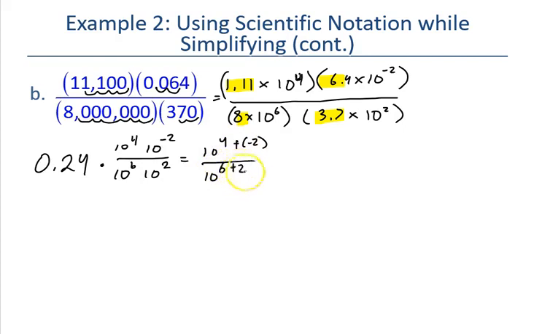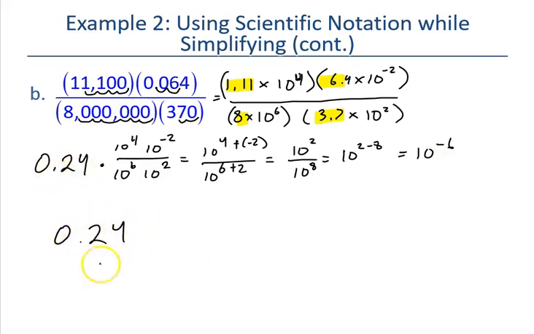10, 6 plus 2. Notice that 4 minus, then you've got a negative here, it's going to be 4 minus 2, which is going to give me 10 squared. And then 6 plus 2 is going to give me 10 to the power of 8. And then we can do 10, 2 minus 8, which is going to give us 10 to the power of negative 6.